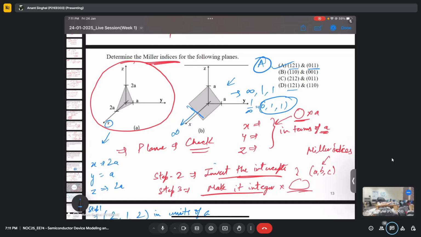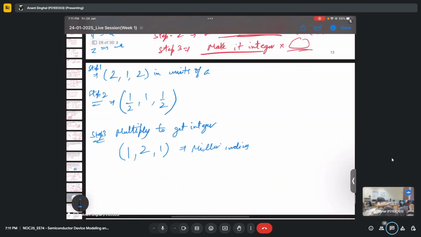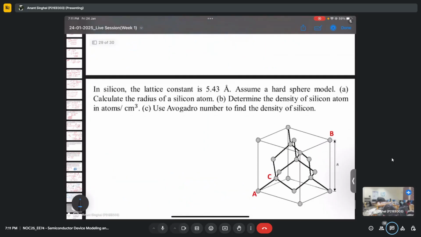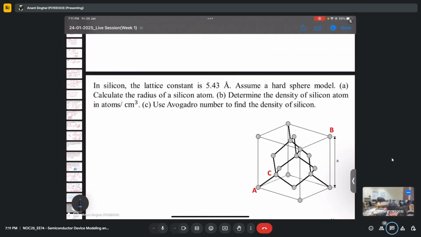I have one more problem for diamond lattice, if I'm not wrong. In this problem, the lattice constant is given, and it is a hard-sphere model. So this is nothing but diamond lattice only. Or not. Wait, hard-sphere model is not diamond lattice. It is to calculate the radius. Okay, we have certain points A, B, C here.